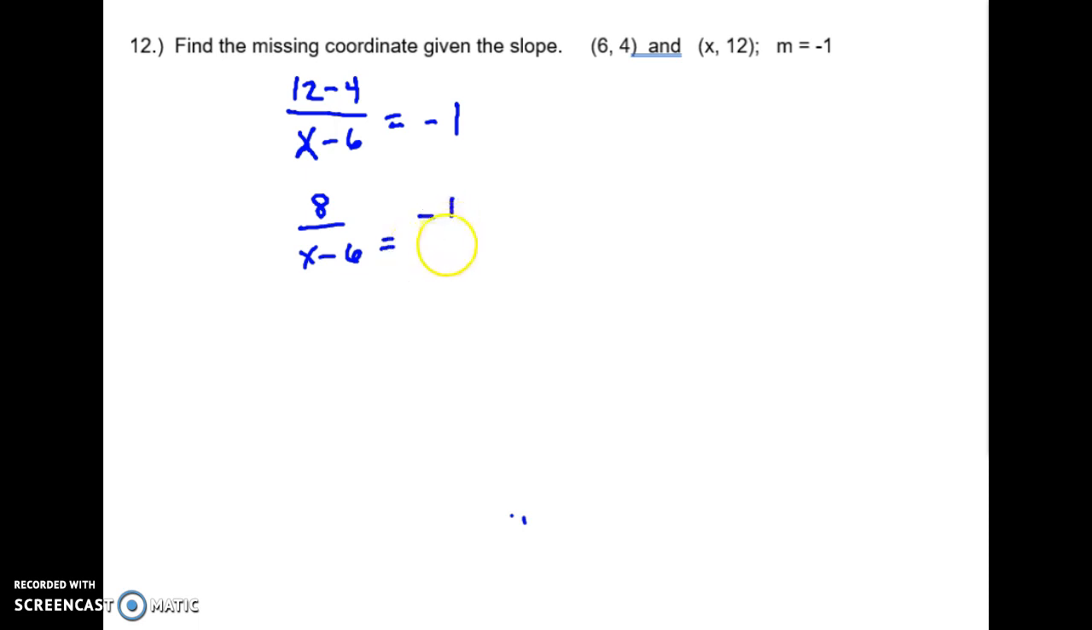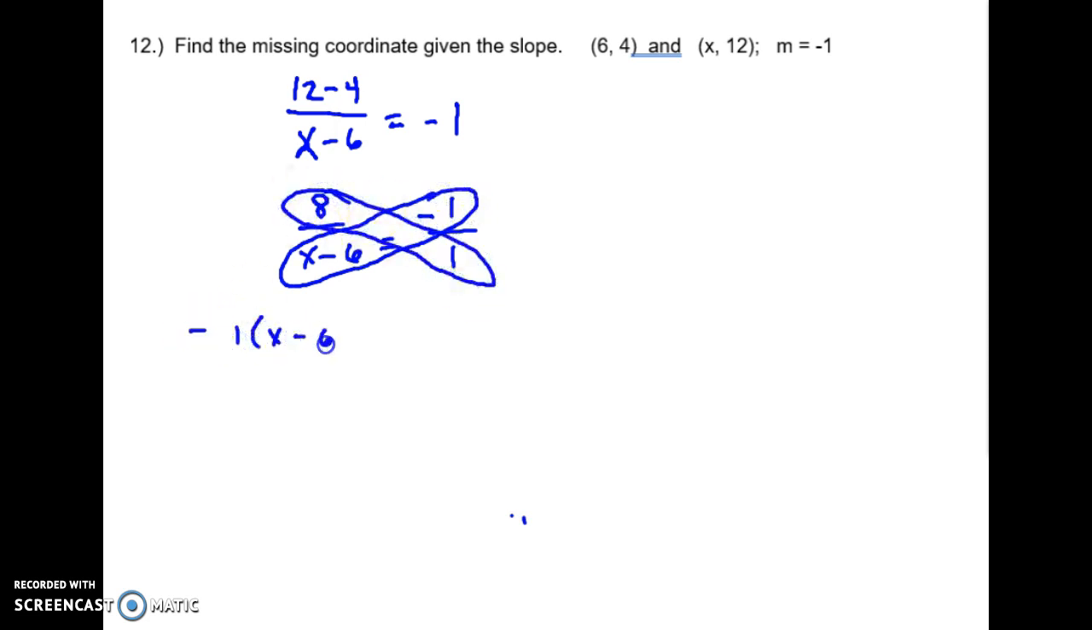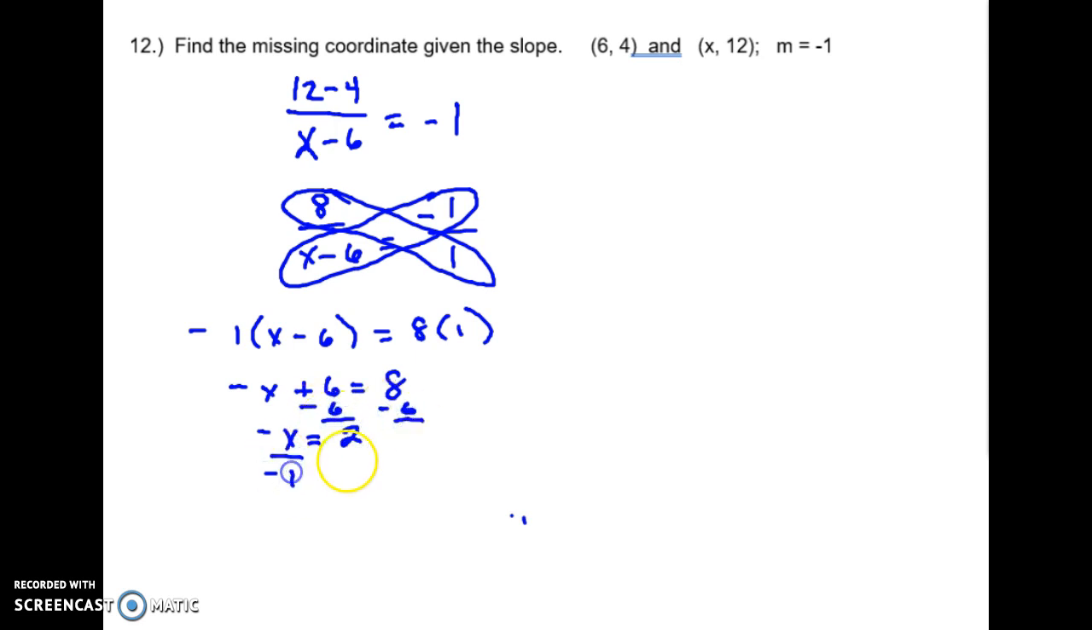All right, let's set that up and do cross products to solve for x. When we do that, we get negative 1 times x minus 6 is equal to 8 times 1. So negative x plus 6 is equal to 8. Our negative x is going to be equal to 2 when we subtract 6 from both sides. When we divide by negative 1, x is equal to negative 2.